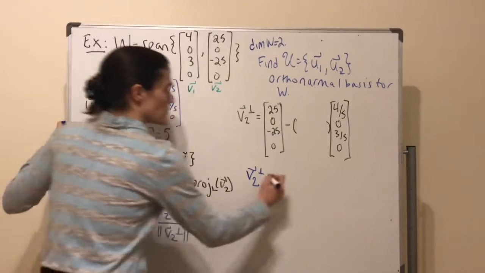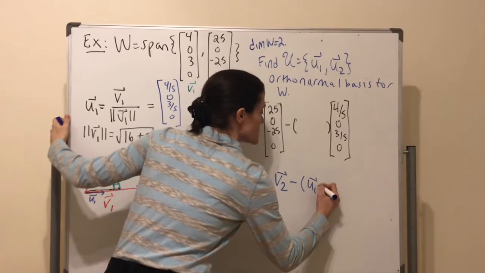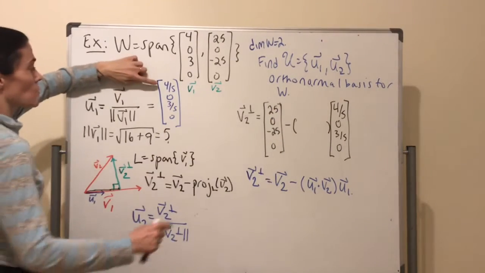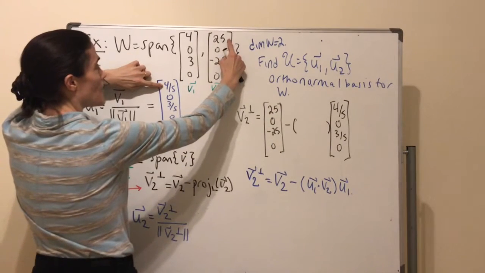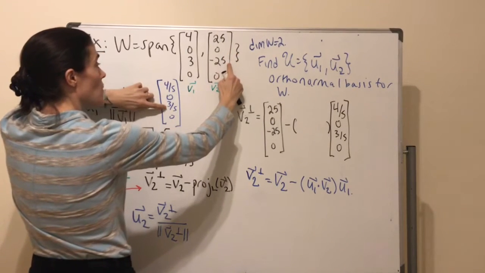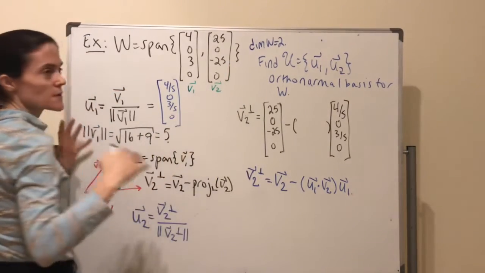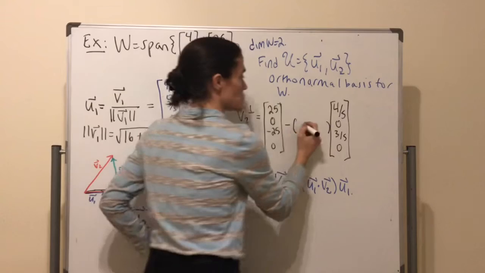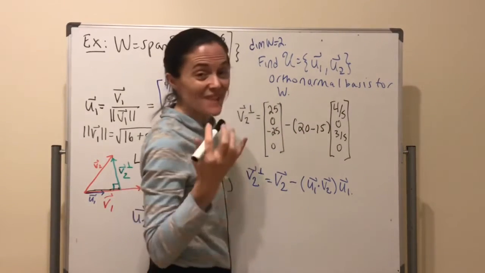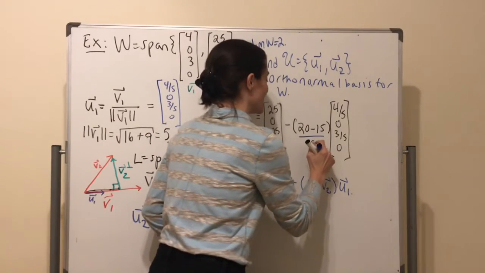This right here, it's this. But then this part is U1 dot V2 times U1. And if you look at U1 dot V2, we have 20 plus 0 minus 15 plus 0. So this is 20, maybe I'll put that as a step, 20 minus 15. But we know this is 5. Very nice. This is 5.